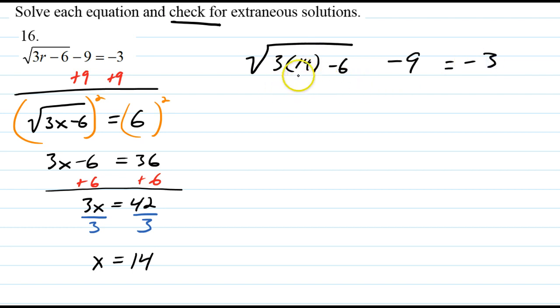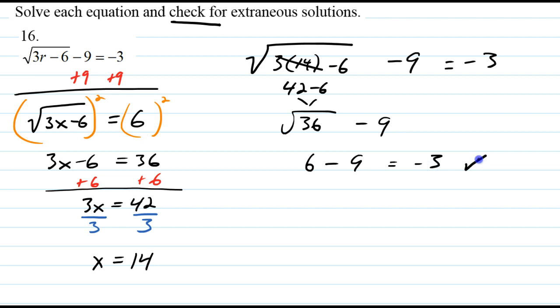So 3 times 14 gives us 42. 42 minus 6 gives us 36. The square root of 36 is 6. 6 minus 9 does equal -3, so it works. So x equals 14 is the solution.